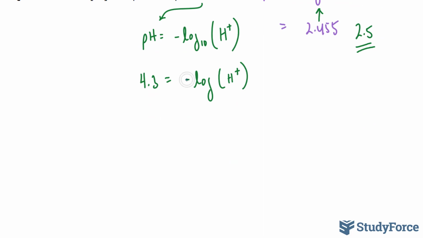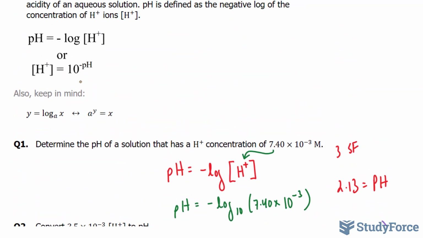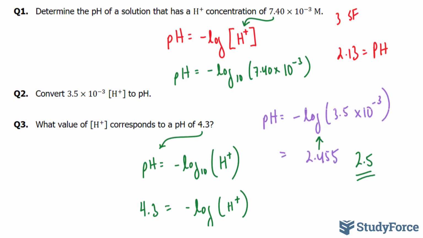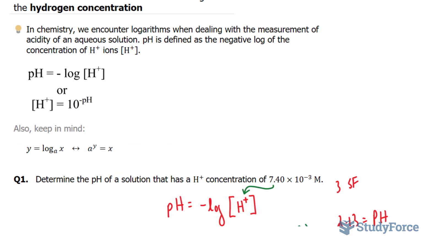We're going to need to get rid of this negative first. We're going to divide both sides by negative, and we end up with negative 4.3 equals log of the concentration of H+. And now we can actually use this variant of the formula. But just to give you an understanding as to how that was derived, keep in mind that you can get rid of a log. You can solve for this if you set both of these numbers to powers of base 10. So this would cancel out the log, and that's where this version of the formula is derived from.